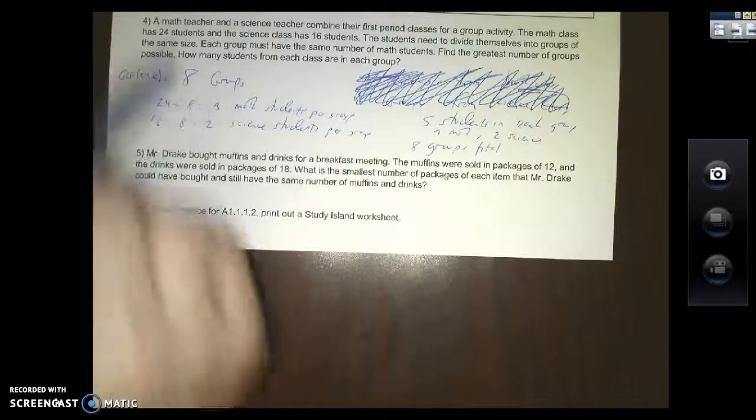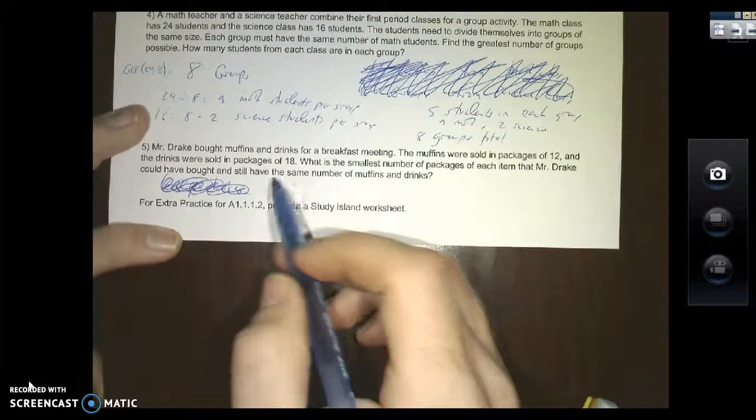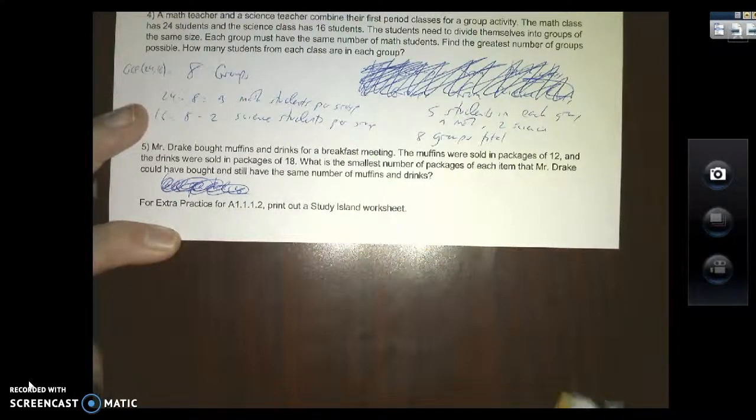Okay? Alright, number 5, Mr. Drake bought muffins and drinks for a breakfast meeting. The muffins were sold in packages of 12 and the drinks were sold in packages of 18. What's the smallest number of packages of each item that Mr. Drake could have bought and still had the same number of muffins and drinks? The key word here being the smallest number of packages of each item that Mr. Drake could have bought? LCM, least common multiple.